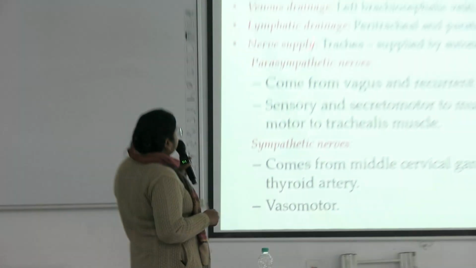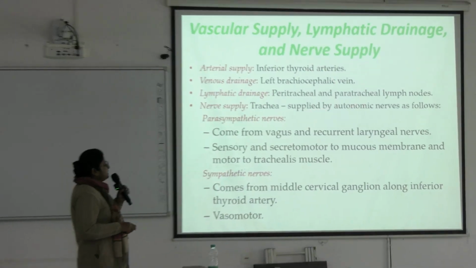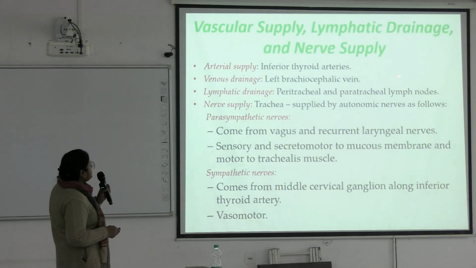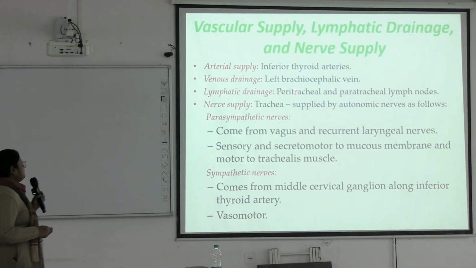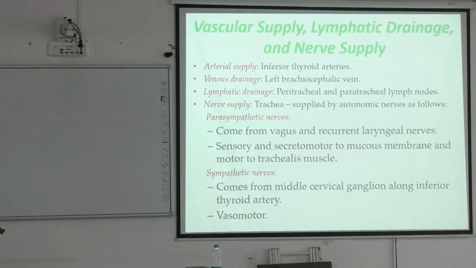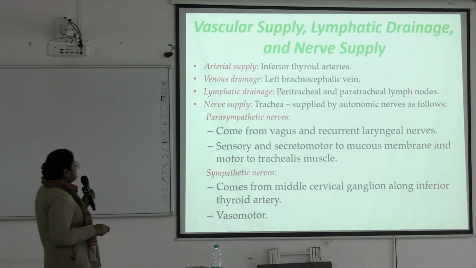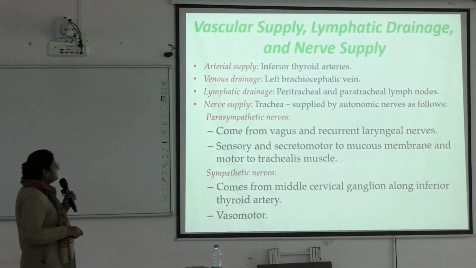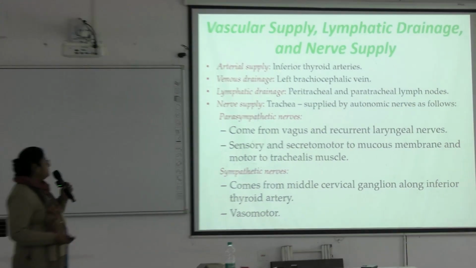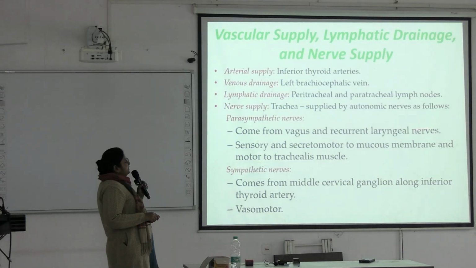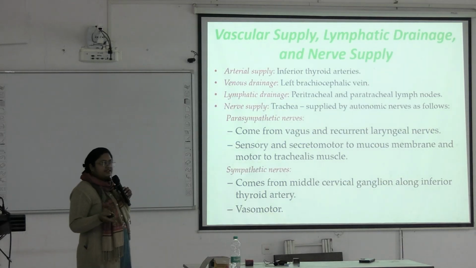And lymphatic drainage, lymphatics are draining into peritracheal, pre and paratracheal lymph nodes. Okay. And nerve supply of trachea is autonomic supply, there is no somatic supply. Autonomic supply means there will be parasympathetic nerves and sympathetic nerves. Parasympathetic nerves come from vagus and recurrent laryngeal nerve, which are branches of vagus.